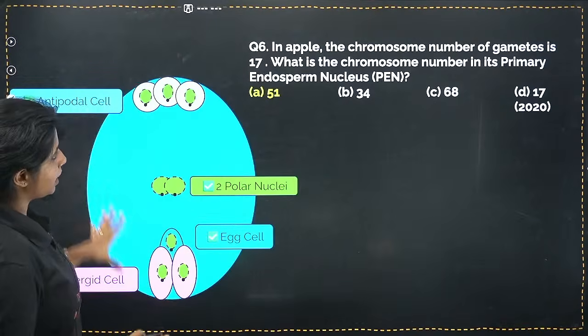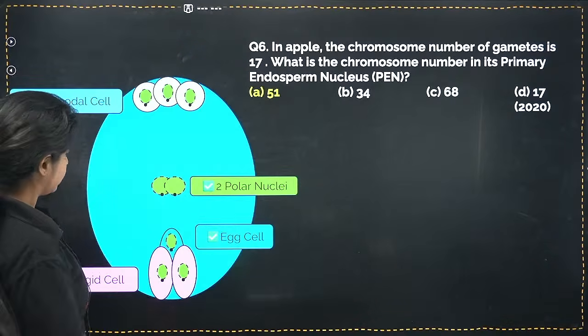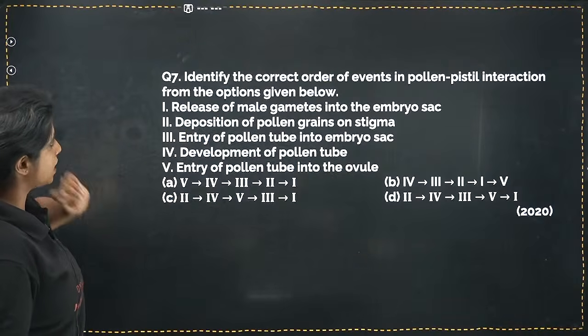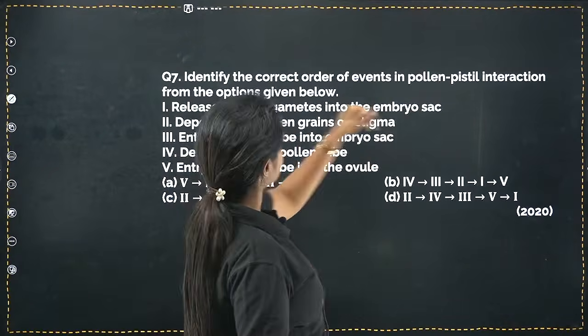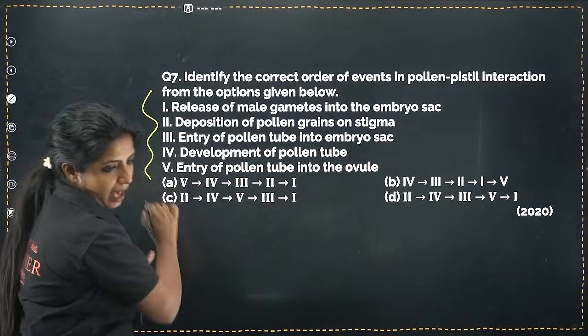So over here, I have made it clearly. This is a central cell having 2 polar nuclei. Okay. Perfect. Question number 7. Identify the correct order of events in pollen-pistil interaction from the options given below. So over here, Baba, you have so many options.